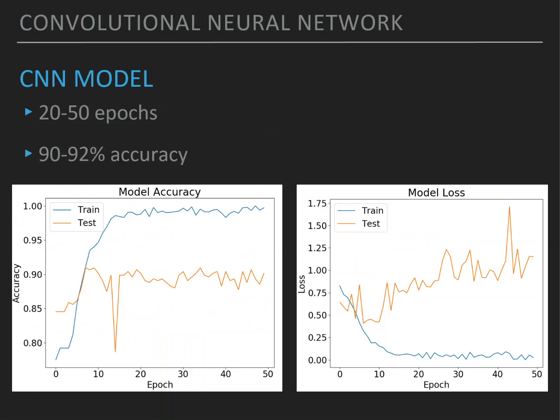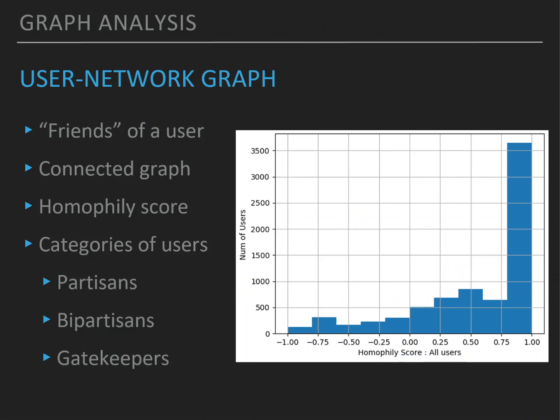Using 20 to 50 epochs, the CNN was able to achieve a cross-validated accuracy of over 90%. So now that a user's bias on a topic could be accurately classified, a user network was constructed. The social network is a connected network based on follower-followee relations.